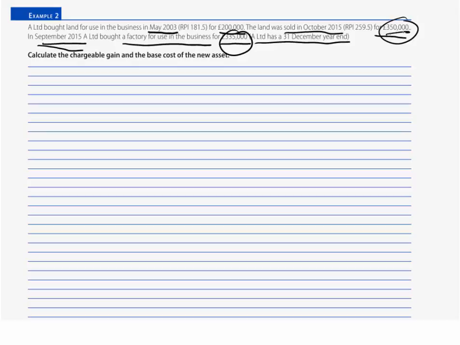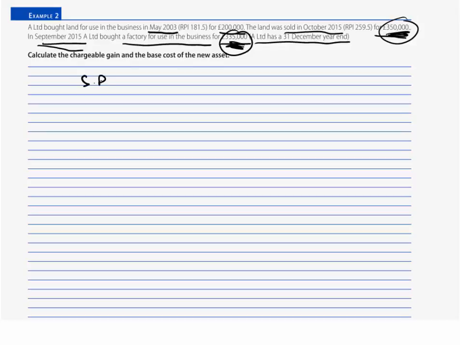If you sold for 350 and you bought for 335, how much of the proceeds have you kept back? Have you failed to reinvest? 350 minus 335 is £15,000. So that amount, therefore, of that gain will remain chargeable this accounting period, and only the balance of the gain arising on the sale will be eligible for rollover. Let's see how, therefore, we put those numbers together.